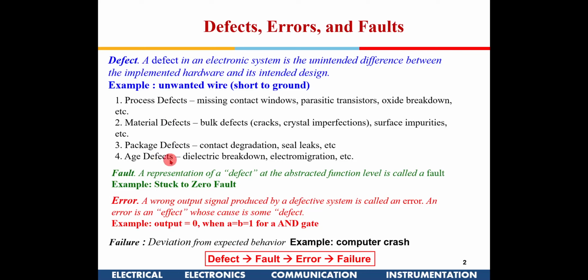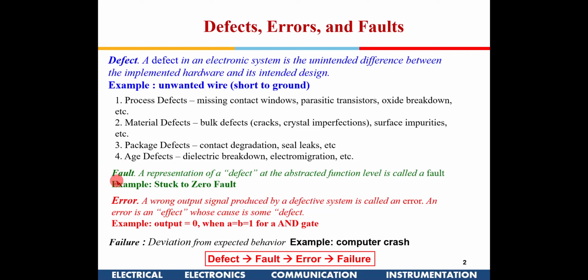Now, it is very difficult to start working on defects. Once you have fabricated an IC, if you want to find out whether there is any defect in the IC, it is almost an impossible task. So what we can do is, these defects will result in some faults. The faults can be like some wire is stuck to 0 or some wire is stuck to 1. So these are known as faults. Detecting a fault is easy.